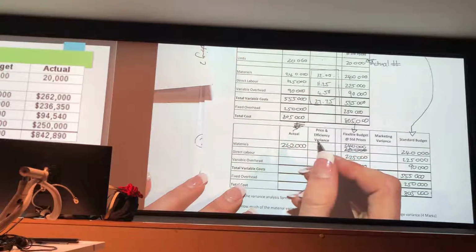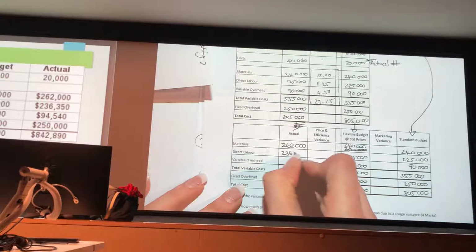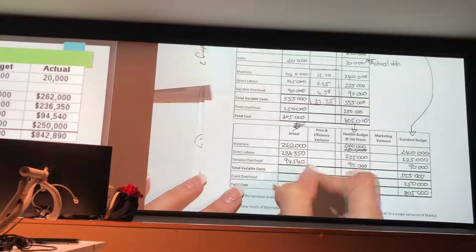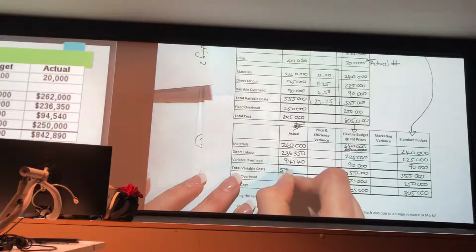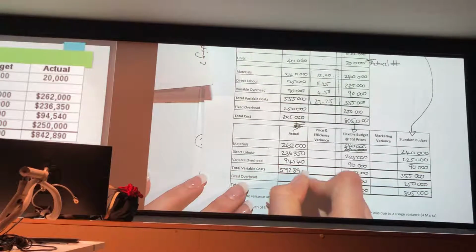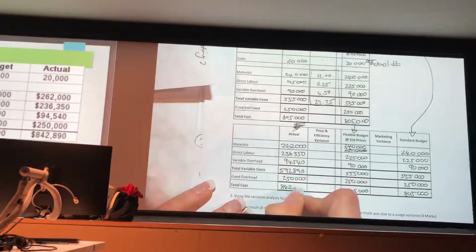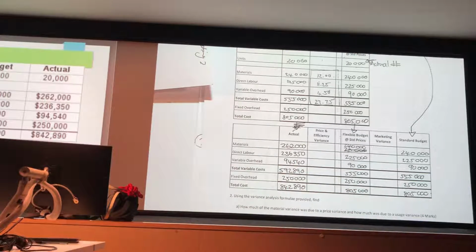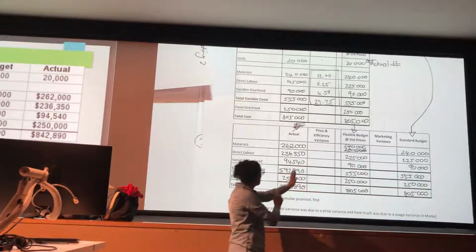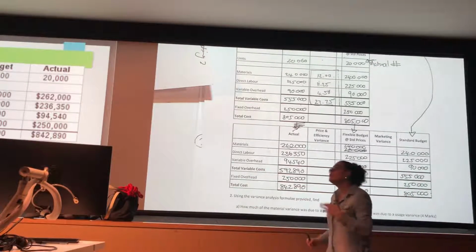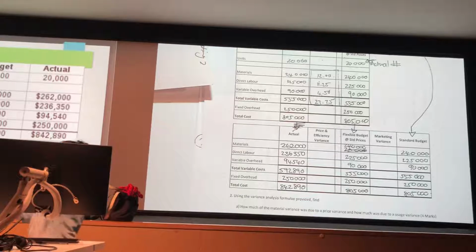Direct labor is 236,350. 94,540 for variable overheads. Overall total variance cost is 592,890. Fixed is 250, and then our total is 842,890. So you could have very well just put your actual given to you in the bottom box, your budget in the right-hand box here, and restated your flexible budget without doing the top one. The top one is, however, recommended when your units are different, so you can restate your units.